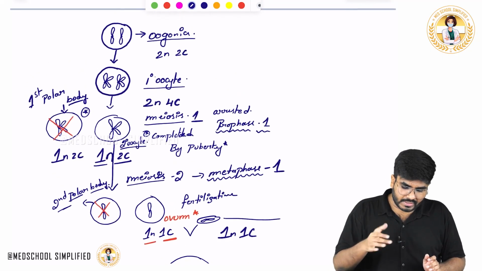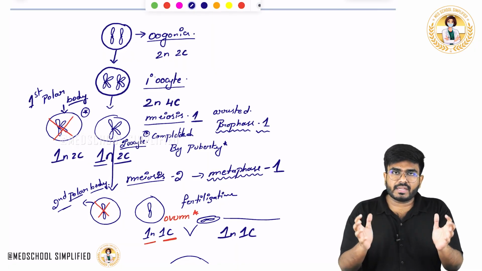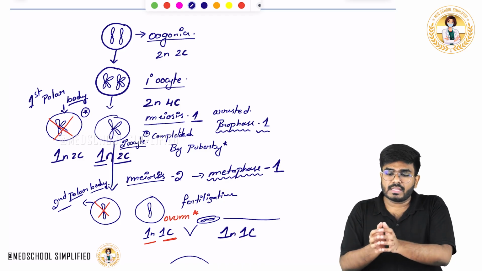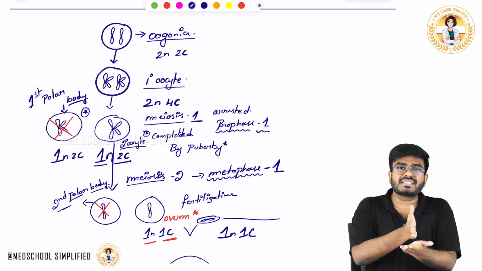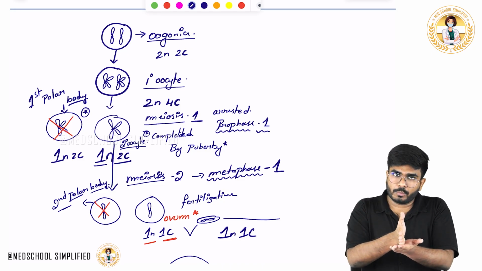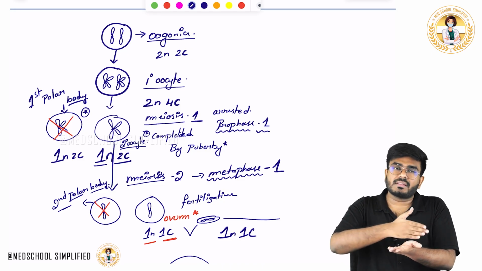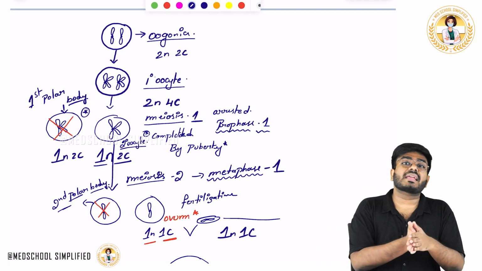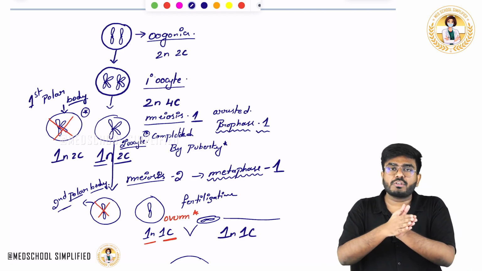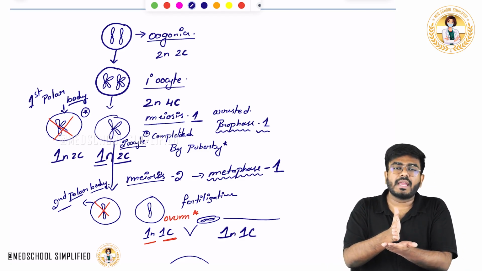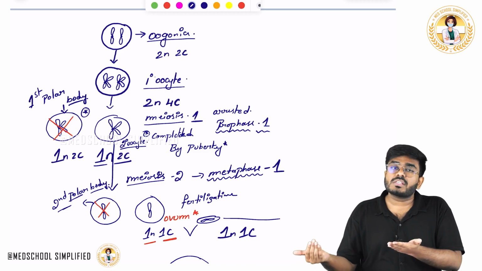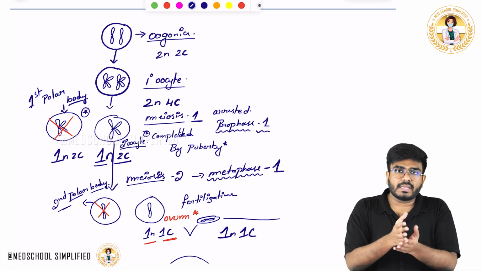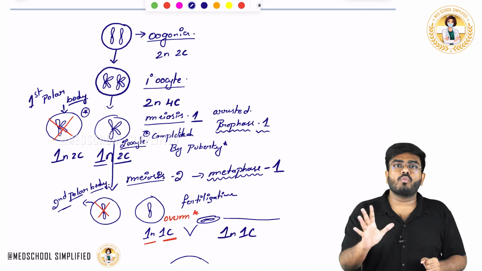A little different is oogenesis. Oogonia divide by mitosis. The oogonia become primary oocyte. The primary oocyte enters meiosis 1, but it is arrested at prophase 1. During puberty, meiosis 1 is resumed and completed. Now you have the secondary oocyte. The secondary oocyte enters meiosis 2, but it is arrested at metaphase. Meiosis 2 is completed only after fertilization. After fertilization, the secondary oocyte divides into one polar body and ovum.